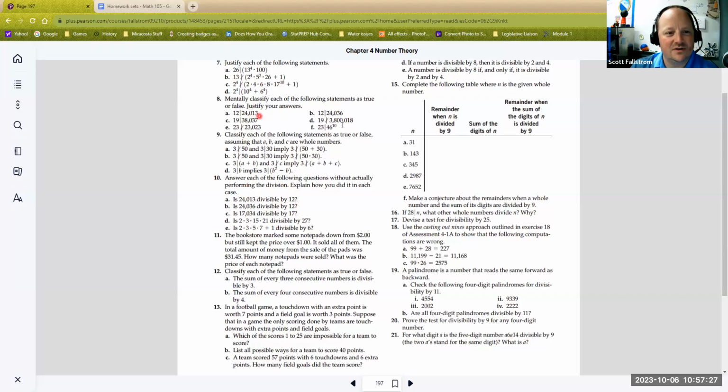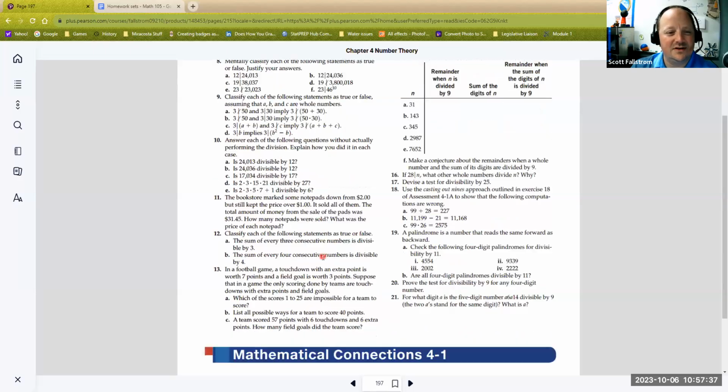So we've got some problems that are somewhat similar here. Question 8 and question 10, they look fairly similar. 24013 divided by 12. The question is now, is it divisible by 12? So the wording might change a little bit, but the concept will be the same.